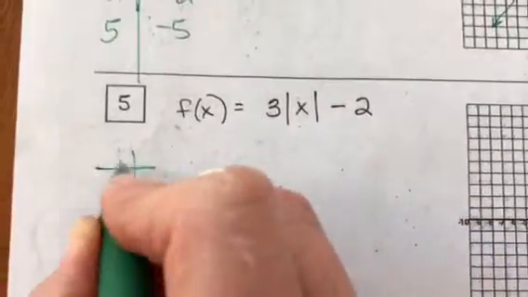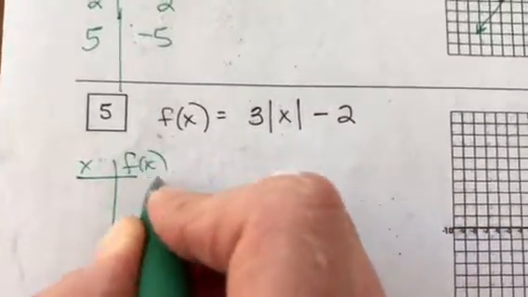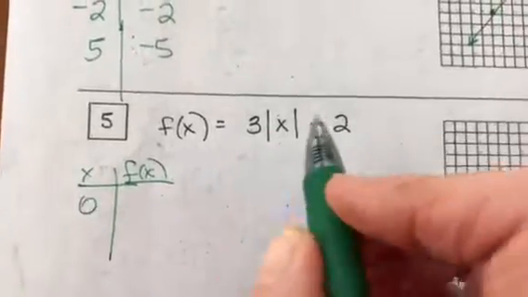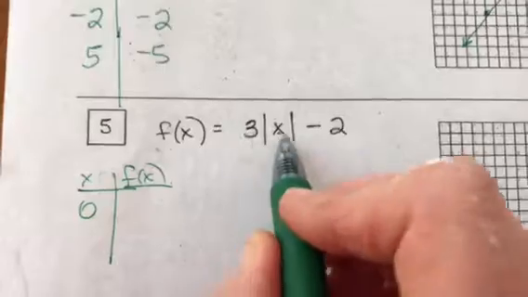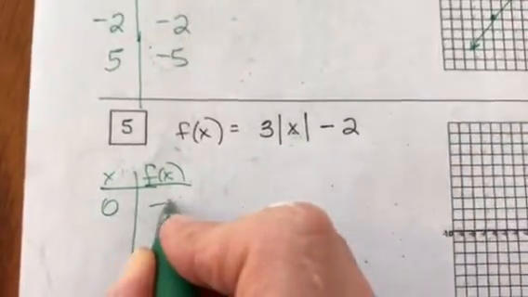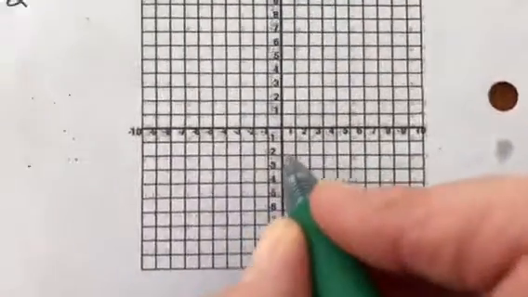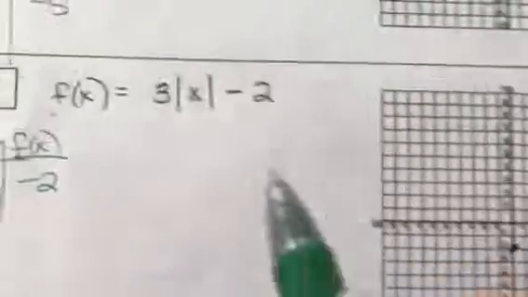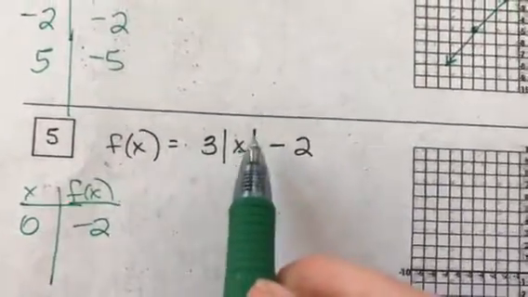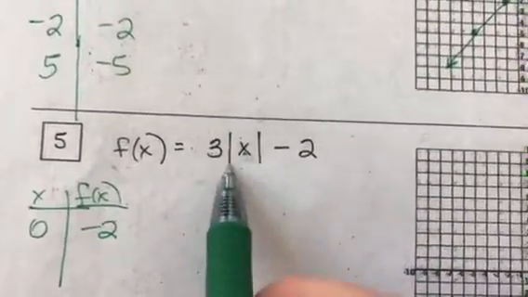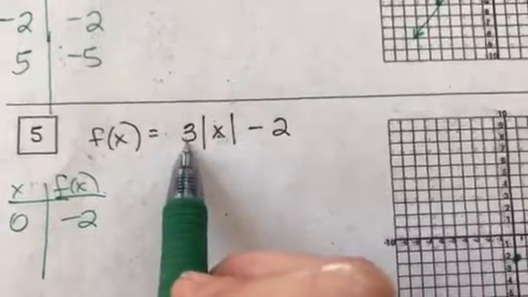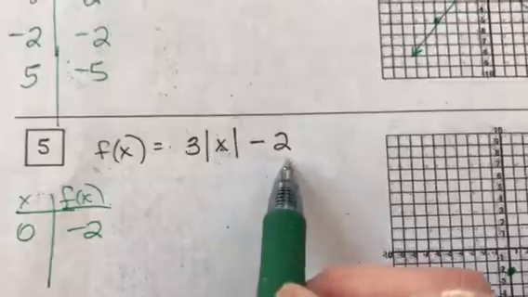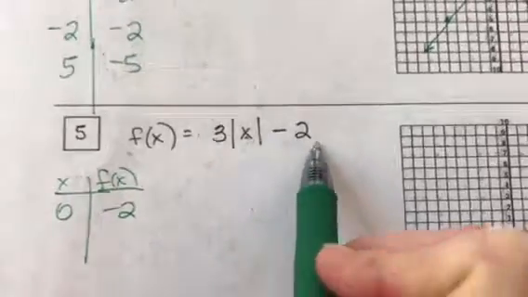So again, let's do a little chi chart right here. Favorite point. If I plug in 0, I get 0. 3 times 0 is 0. 0 minus 2 is negative 2. So look, I've already got this point right here. Now, no matter what, this is positive, so I should still have a sharp V. It's just going to be a sharp V that goes up 3 times as fast. And do you remember what he's going to make it do? Let's look.